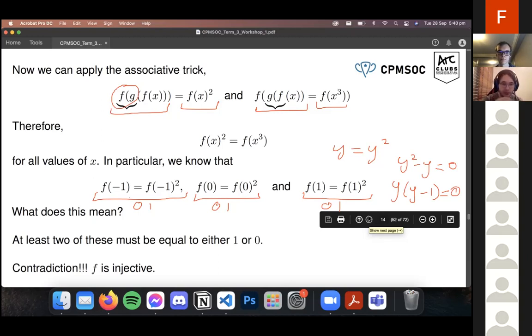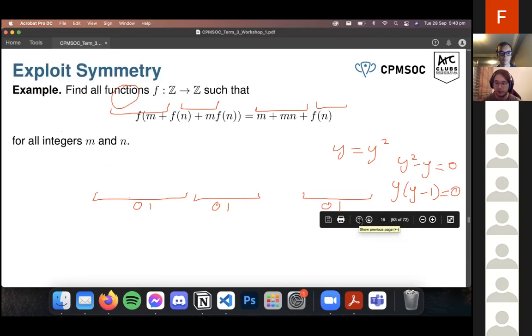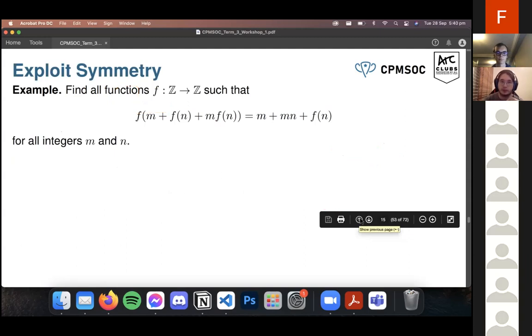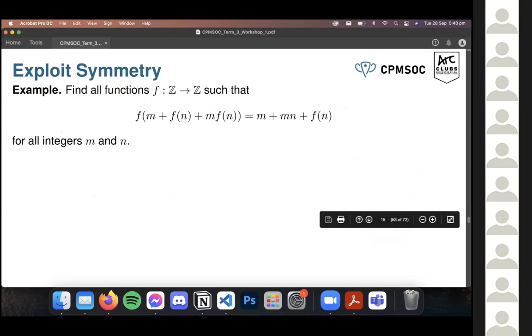Yeah? Any questions about any of this, by the way, before we move on? No? Okay, cool. That's all from me then. Okay, let's get my camera. I got my camera on as well.